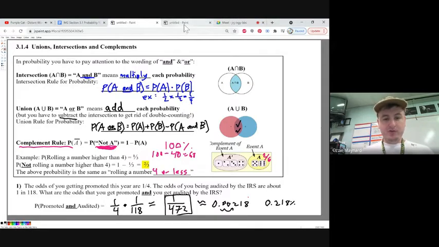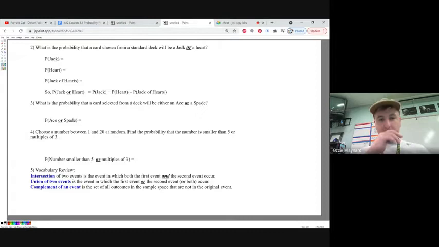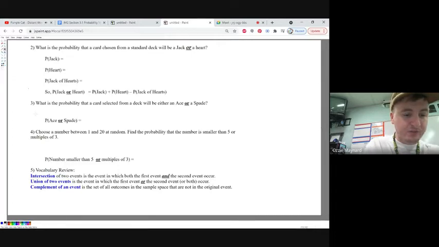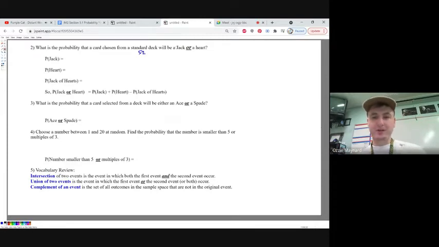Okay, next up, we're going to do problem number 2. Problem number 2 is going to be more of those "or" questions. What is the probability that a card chosen from a standard deck will be a jack or a heart? Remember, a standard deck has 52 cards. So I'm going to make a little note here: 52 cards. Let's go ahead and find this out.